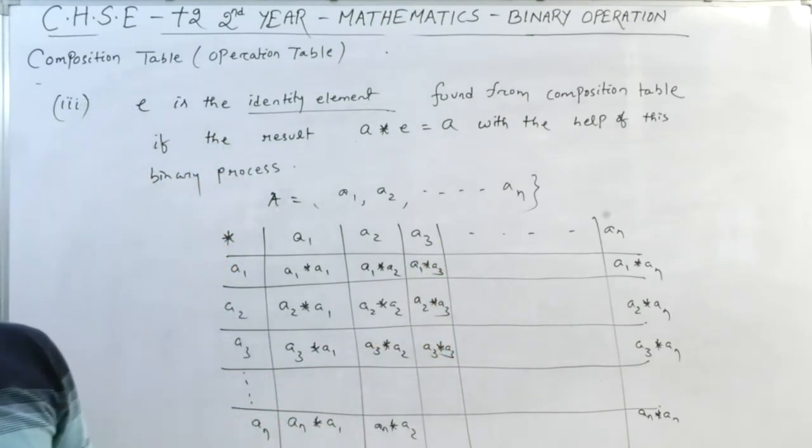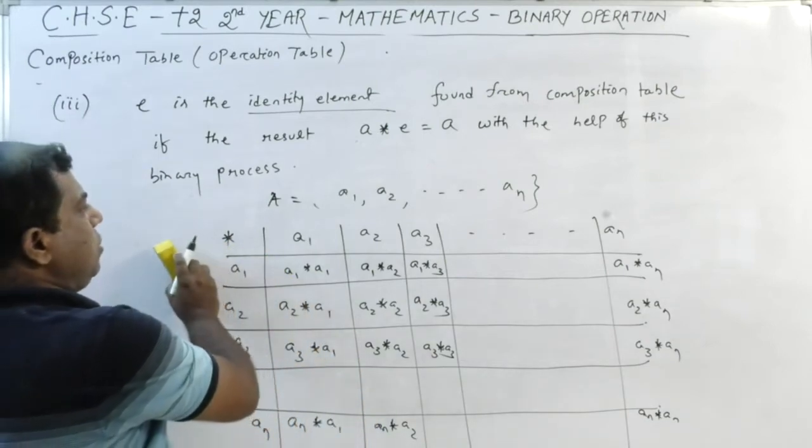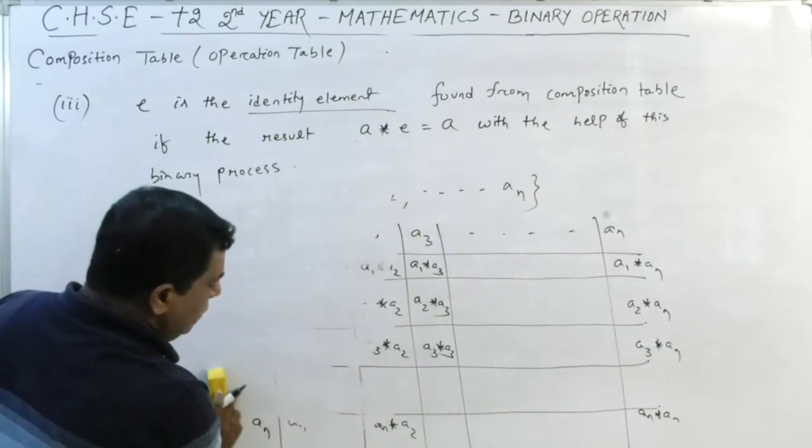Next we will go for the inverse and check whether the inverse exists or not. For it I am cleaning the board now. It is the last one, the next property.